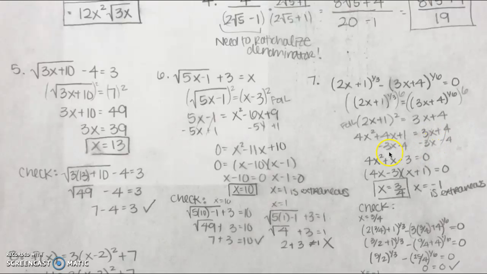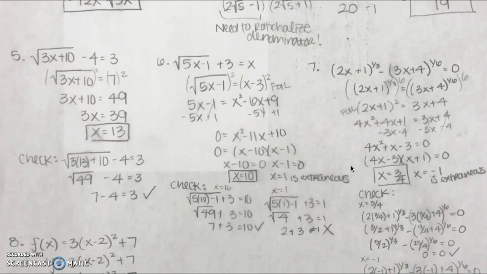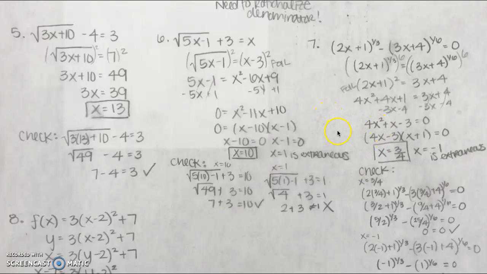So I moved over the 3x, moved over the 4, and then this is my simplified version. From here, try to factor. Whatever factoring method that you use, I think I went over the box with you the other day, whatever works, as long as you can come up with the factors.